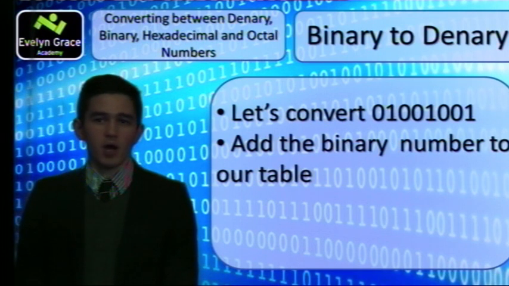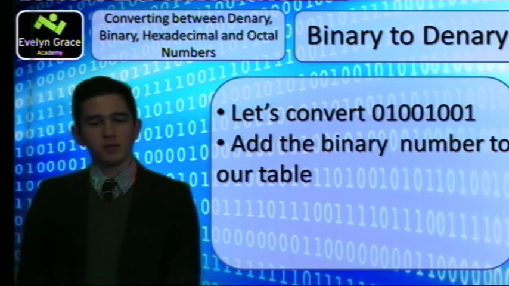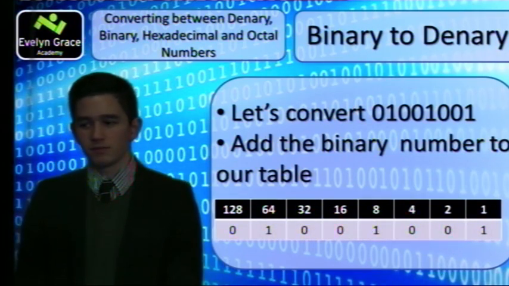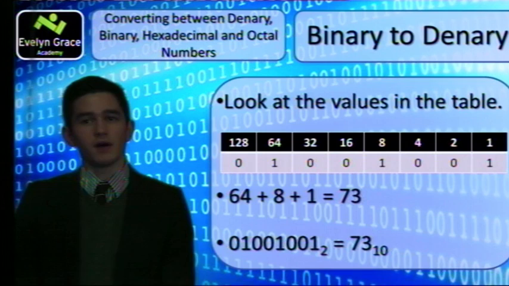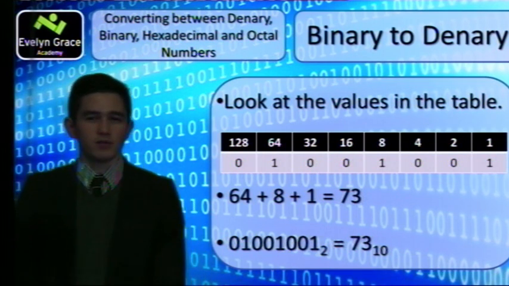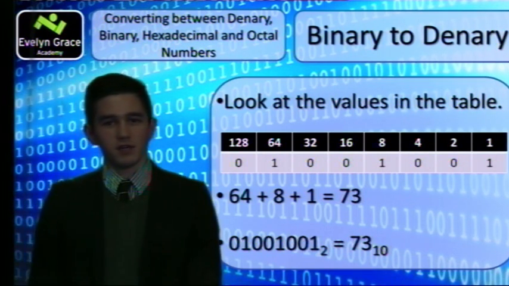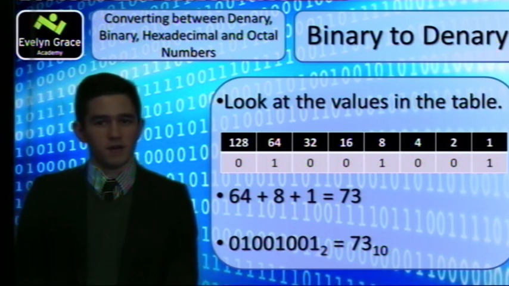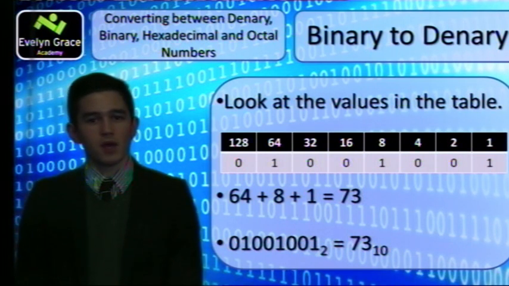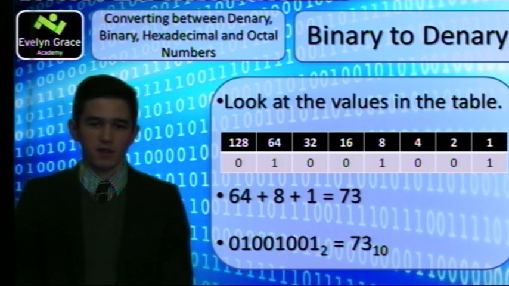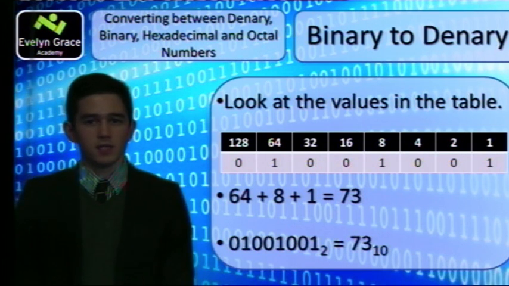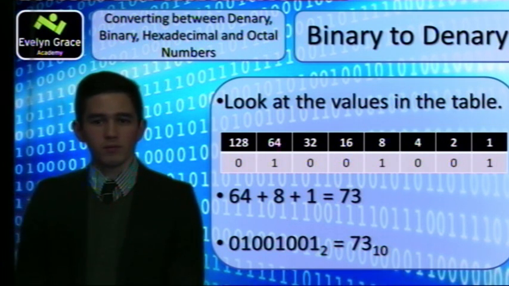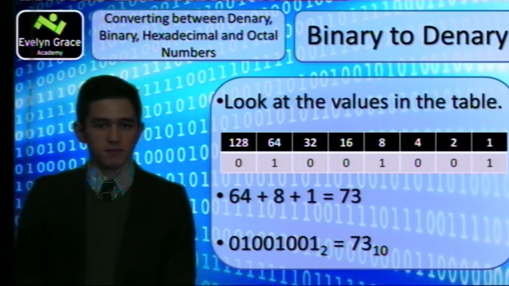So next, let's convert the binary number 0, 1, 0, 0, 1, 0, 0, 1. First of all, we add that binary number to our table, as so. From there, we can look at the values in our table. And we look at the values that have a number 1 underneath the header. So I can see there's a number 1 underneath the value 64, under the value 8, and the value 1. We simply add these numbers together to get 73. So the binary number 0100 1001 will equal 73 in our base 10 system.